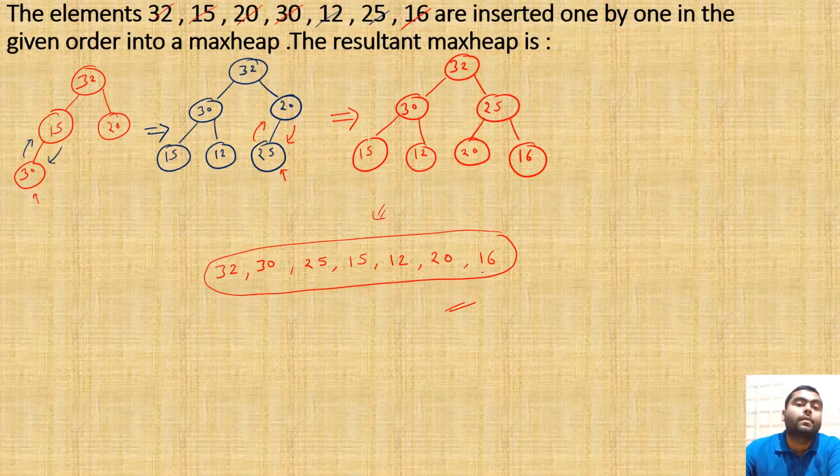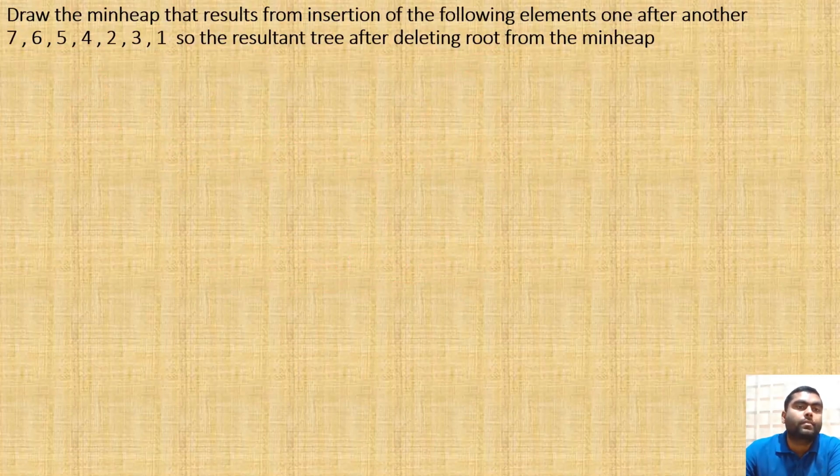Okay, now let us move to the next. Draw the min heap that results from insertion of the following elements one after another. So now we have to draw the min heap. Finally, first of all, this half of the question till here. Then the resultant tree after deleting the root. Then we have to delete the root.